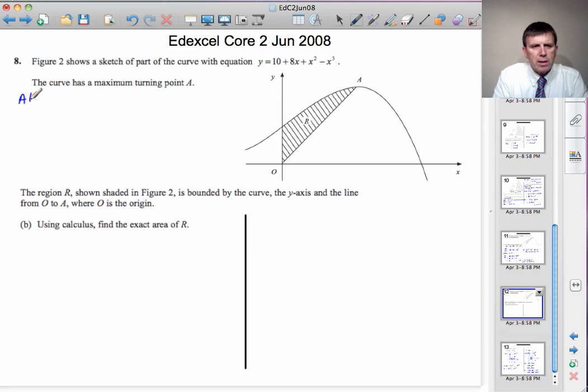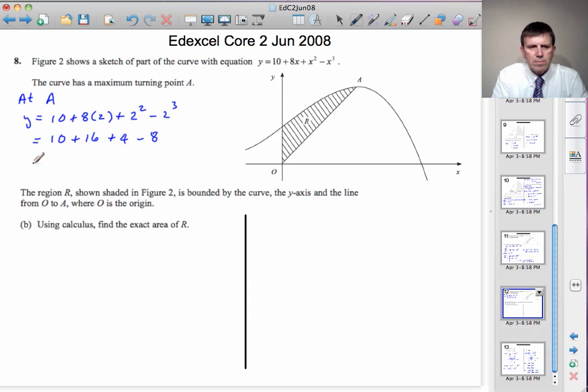So at A, y equals, now we substitute 2 in and we get 10 plus 8 times 2 plus 2 squared minus 2 cubed. And that's 10 plus 16 plus 4 minus 8. 10 plus 16 is 26, 26 plus 4 is 30, 30 minus 8, 22. So A is the point 2, 22.